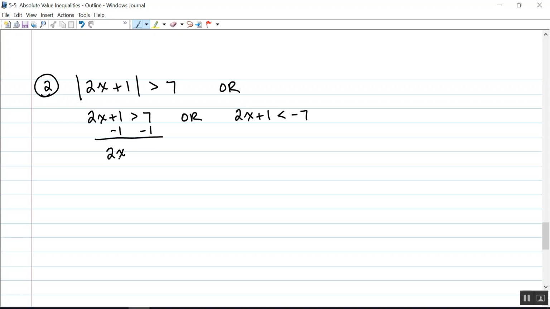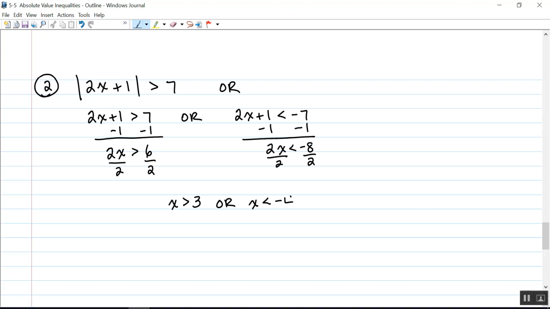Subtracting 1 gives me 2x is greater than 6, and dividing by 2, x is greater than 3, or subtracting 1, 2x is less than negative 8, and dividing by 2, x is less than negative 4. And we'll graph that. Negative 4, 3, greater than 3, open circle since it's not an or equal to, or less than negative 4. And there's my graph for that.